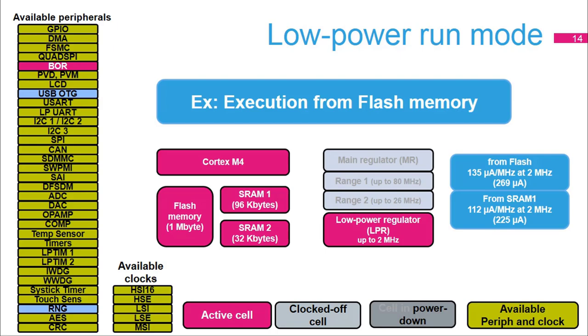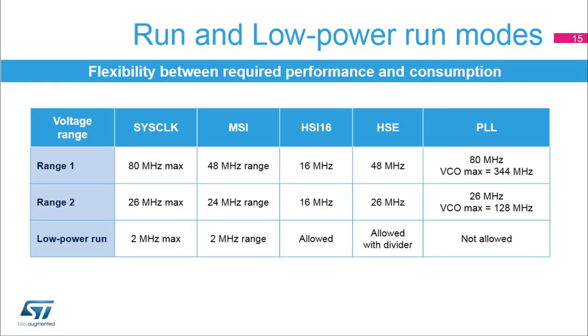The low power run mode consumption is 135 microamps per megahertz at 2 MHz when executing from flash memory with the ART accelerator enabled. It is 112 microamps per megahertz at 2 MHz when executing from SRAM 1. The I2C, USART, LPUART, and SWPMI clocks can be based on the internal high-speed oscillator at 16 MHz. The run mode, thanks to voltage scaling, and the low power run modes offer flexibility between required performance and consumption.